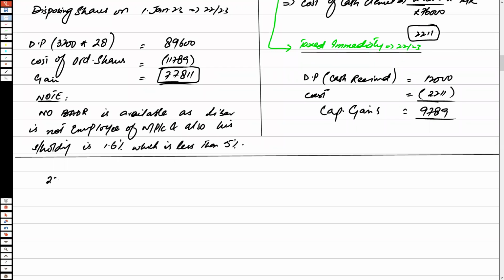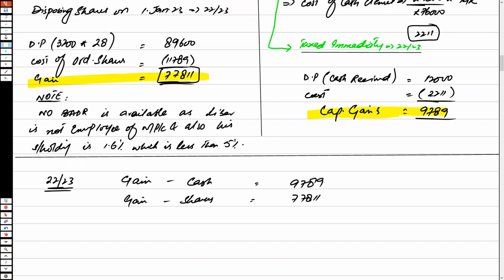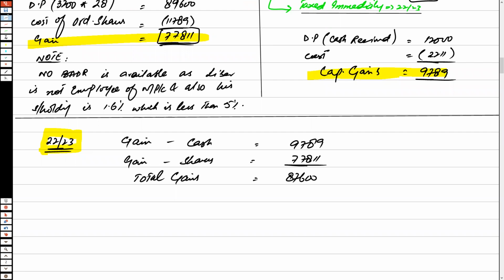If we conclude fiscal year 22-23 both transactions, the gain on the cash element in the same fiscal year is 9,789. The gain on the shares disposal is 77,811. I have considered both figures from here. Both transactions are in 22-23. So the total gains for this fiscal year are 87,600. Please correct me if I write anything wrong.